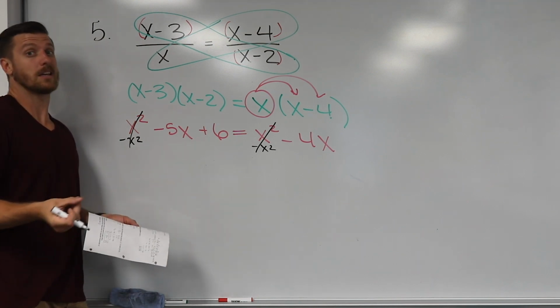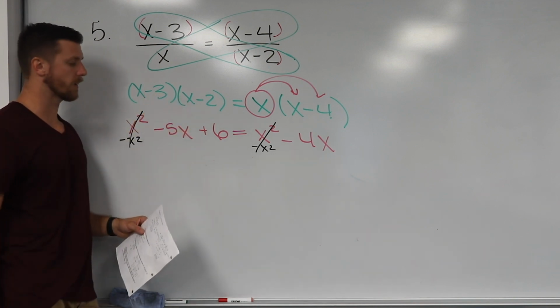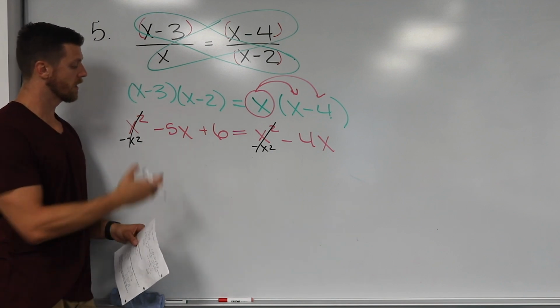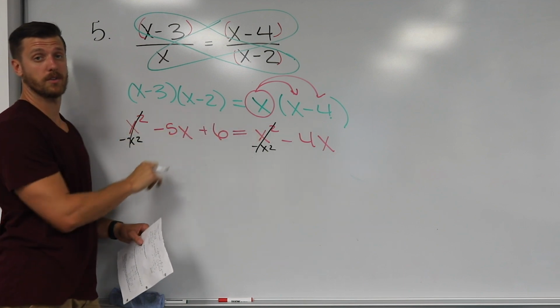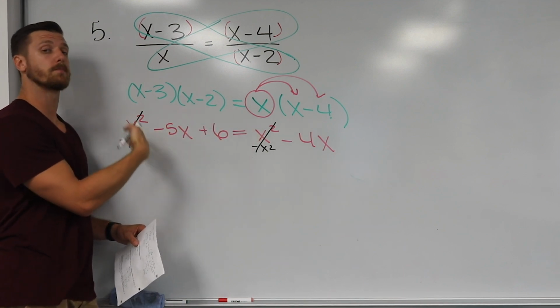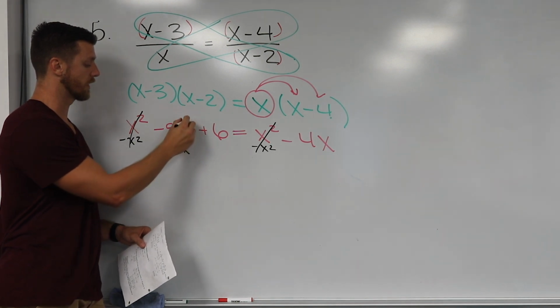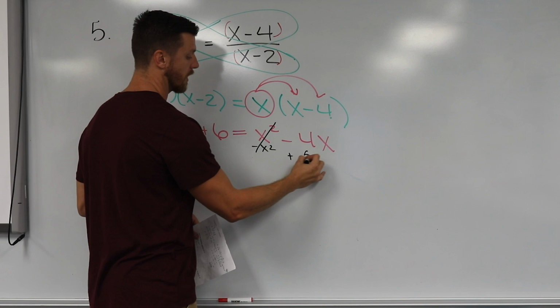So we don't have to set it equal to 0. I'm actually going to get all the x's on one side and anything without an x on the other side. Well, there's a plus 6 here, but then there's this negative 5x here. I'm going to bring them over here with this negative 4x. In order to do that, inverse operation. I have to add 5x to both sides.